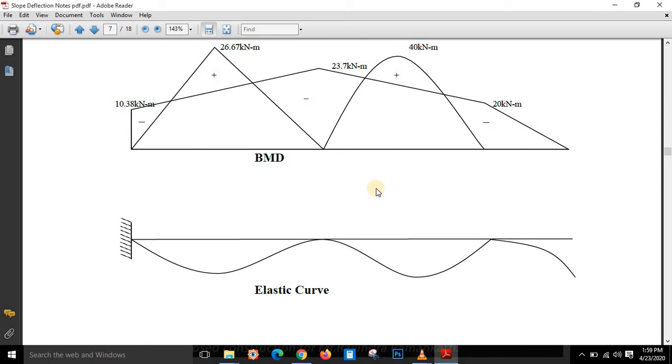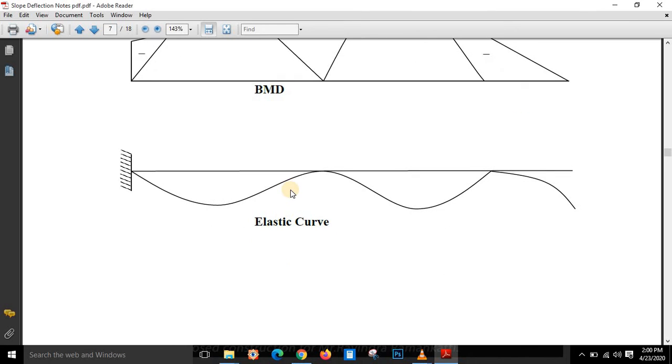I'm going to combine this and I'm going to draw the bending moment diagram. Elastic curve is the curve which shows the deflection of the curve after applying the loads. So this is the elastic curve for the diagram. I hope you have understood this problem. Go through this problem in detail. If any problems you are going to arrive at, please let me know.